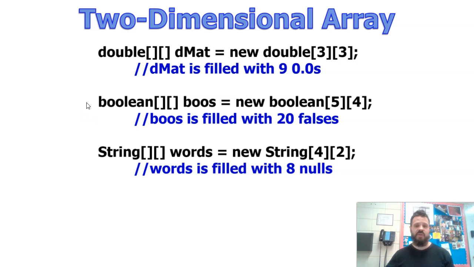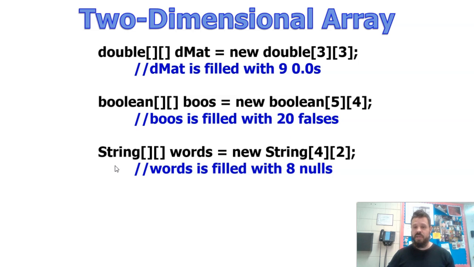And I can do the same thing if I want a 2D array of booleans. We'd say boolean[][] boos = new boolean[5][4]. This would give me a boolean array with 5 rows, 4 columns, filled with 20 falses, false being the 0 value for boolean.